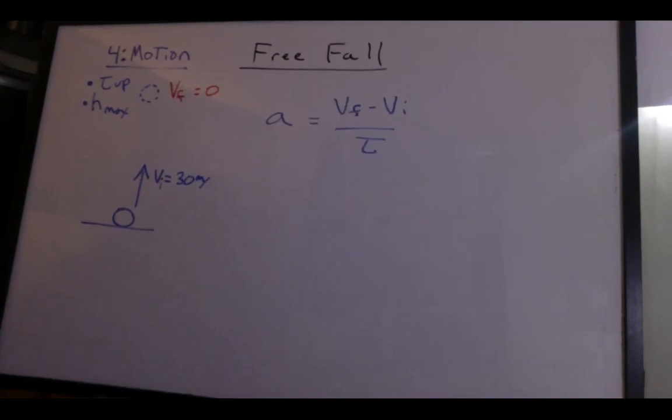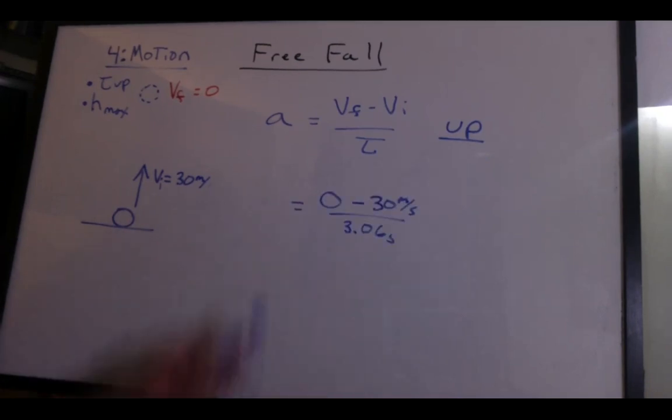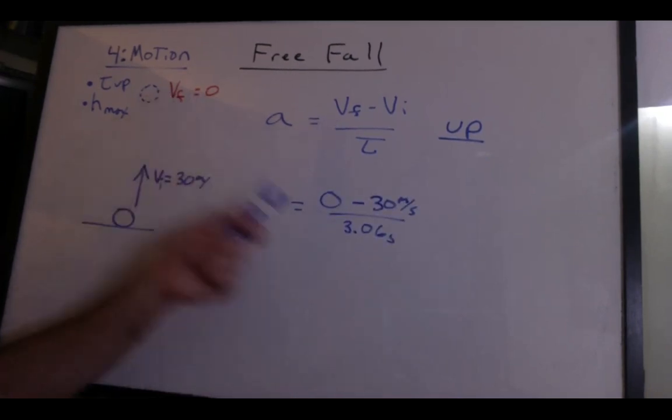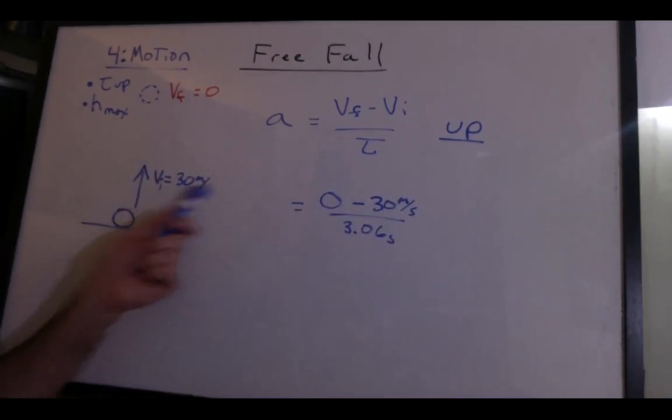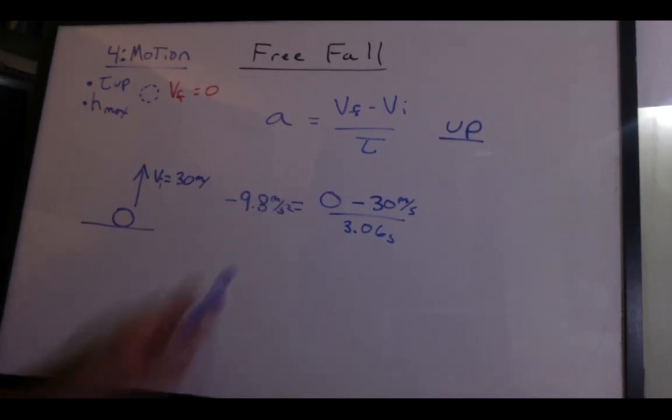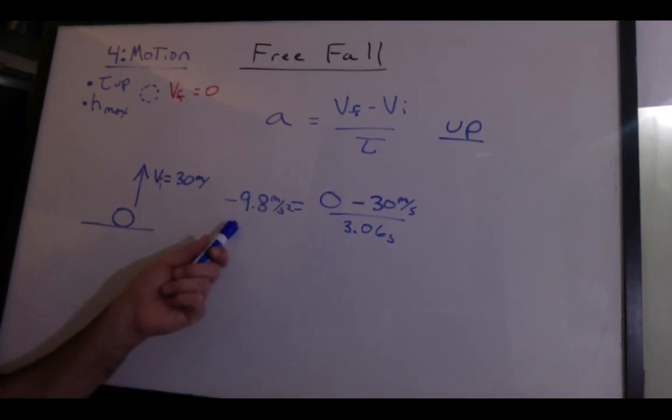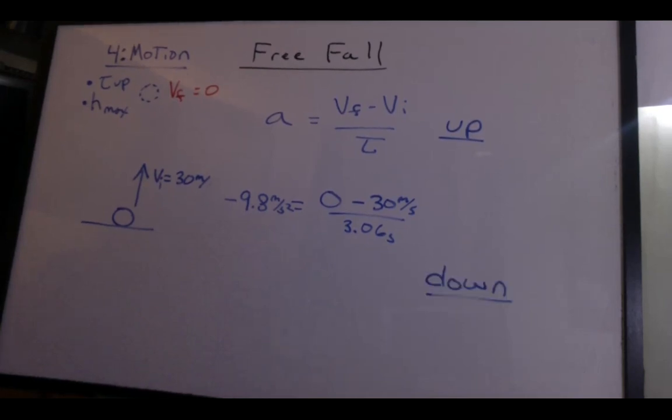Let's just prove this with the formula as well. What do we have on the way up? Well, the final velocity is 0. The initial velocity is a positive 30. It's going to give me a negative 9.8 meters per second squared.